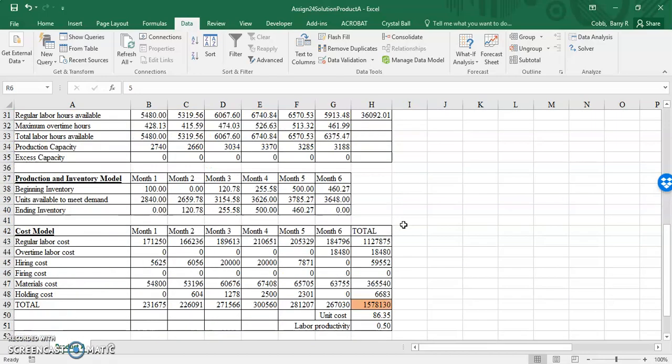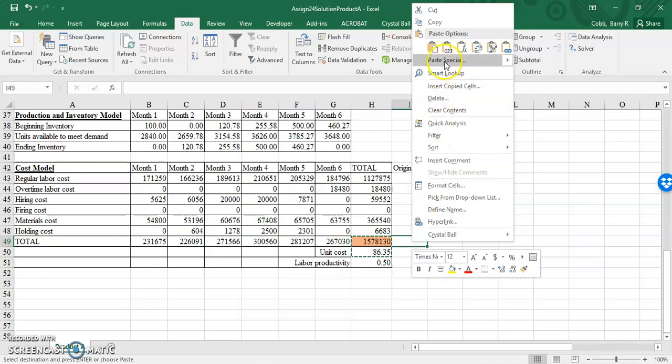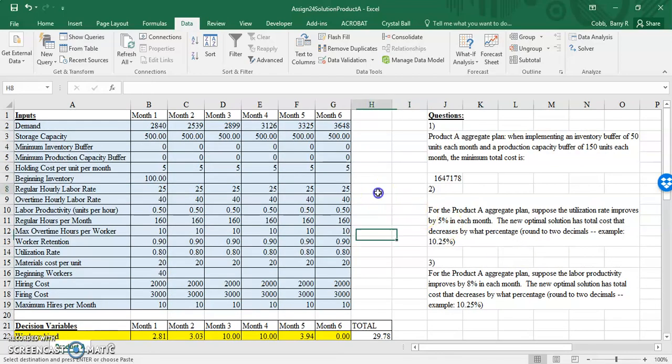So what I would like to do first to answer this type of question is go down and record some of the original results. Mainly these 2. I'm going to go ahead and copy the original total cost and unit cost, and I'm just going to paste the values of those. And I've got it labeled as original so that we can easily measure changes from those original values.